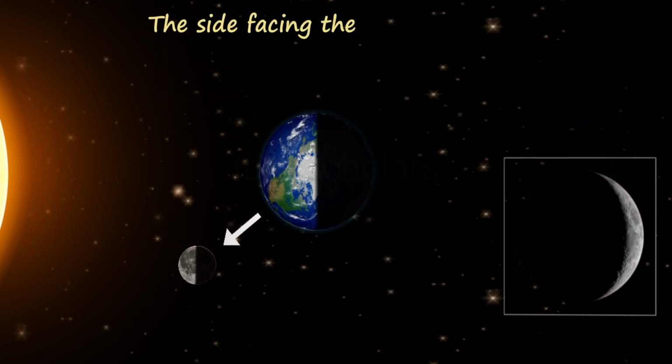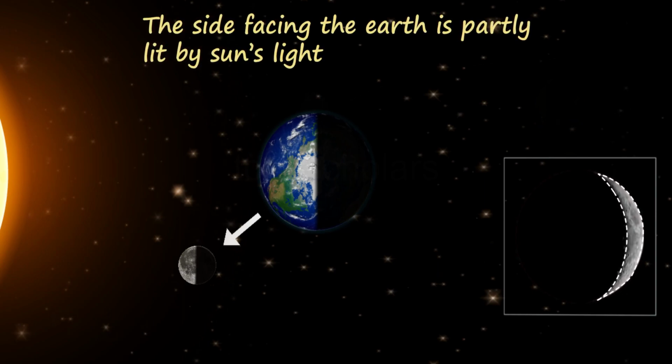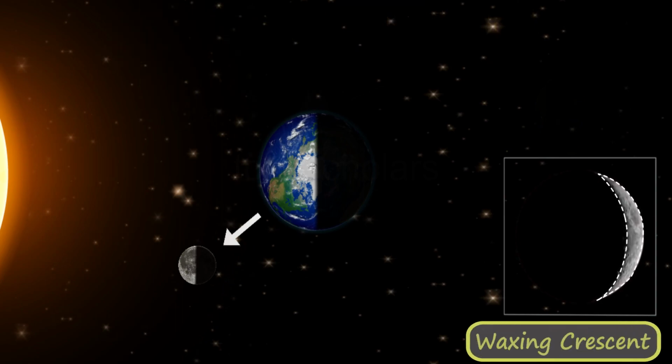Here, the side facing the Earth is partly lit by the sun's light. Still, the substantially lit part of the moon is on the other side. Hence, we see a crescent-shaped moon. We call it a waxing crescent because the moon's size as seen from the Earth is increasing day by day.